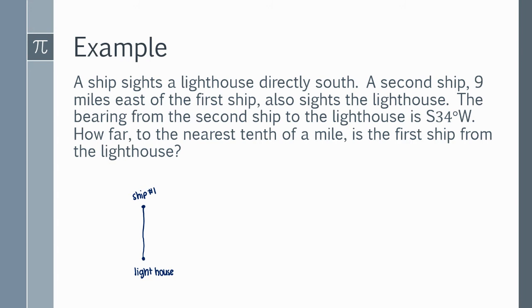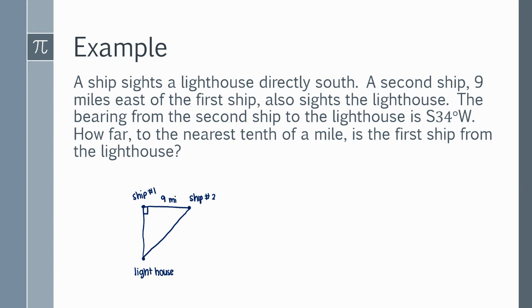So then a second ship that is 9 miles east of the first one. So east is to the right. So right here is ship number 2. It is, once again, 9 miles. It says that it also sights the lighthouse. So that means that it sees the lighthouse. So technically then we have this right triangle.